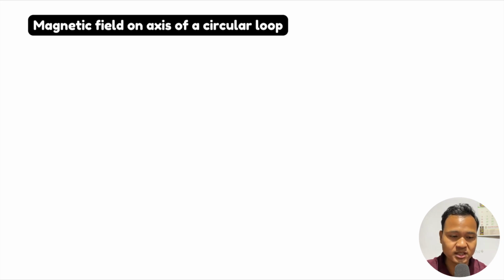If you have a loop, there is current in the loop, then you can find out the magnetic field due to the loop. Okay. So but you try to understand as much as possible.